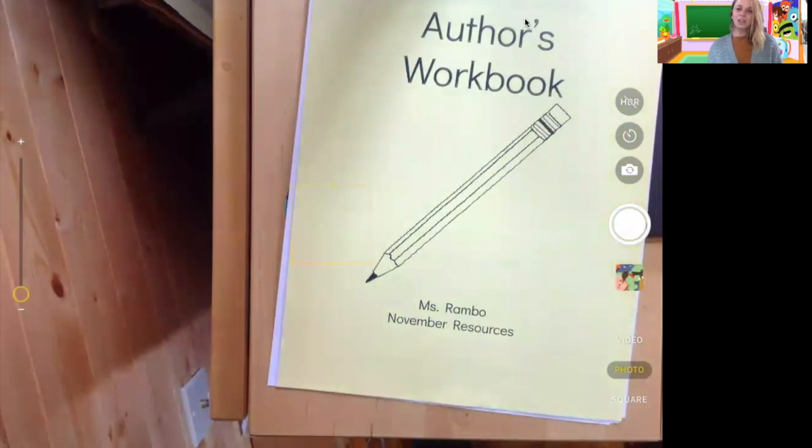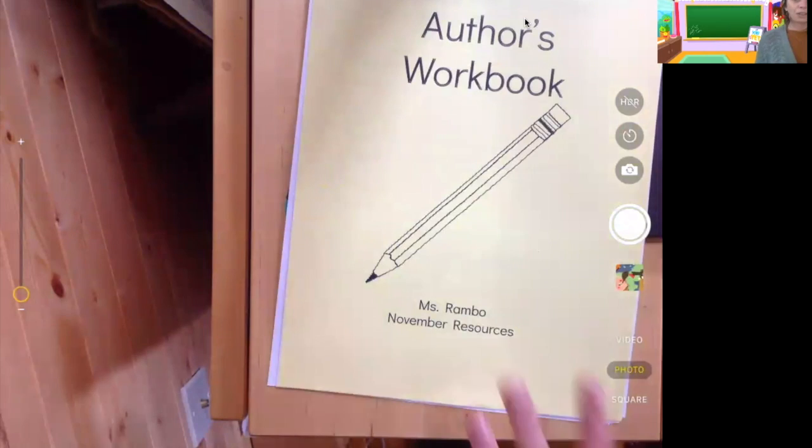Okay, so we're going to use this as kind of a rough draft for a story that we'll write throughout the week. So today we're going to plan our story, what's going to be in the beginning, middle, and end of our story, and then each day we'll write a new part of it into our author's workbook.